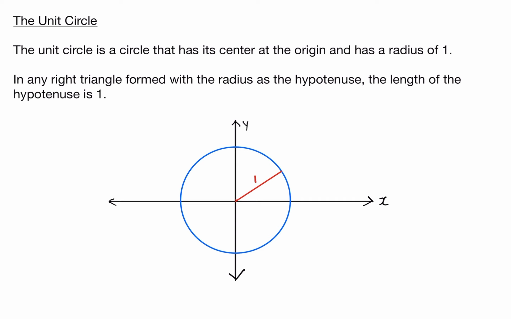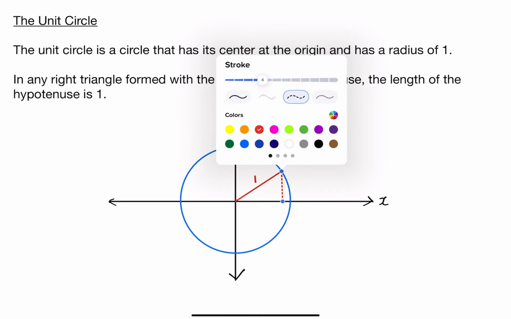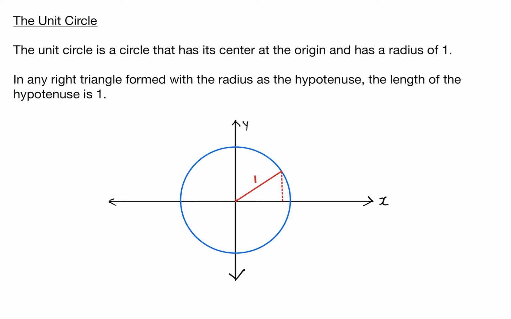Now, what's also unique about the unit circle is that when we create a right triangle, so let me go ahead and just draw that out for you. Okay, if we create a right triangle, what we notice is that the hypotenuse of this right triangle has a length of 1, okay? So that, in essence, is the unit circle. So let's go ahead and explore a little bit more about the unit circle.